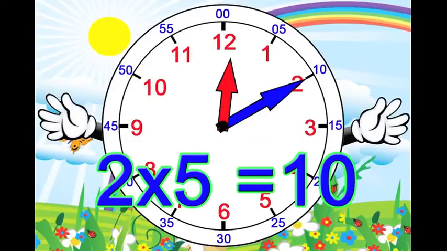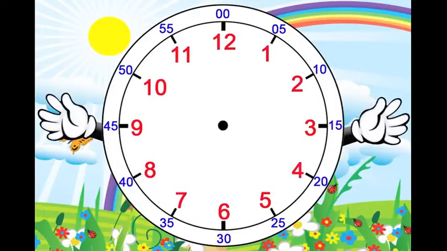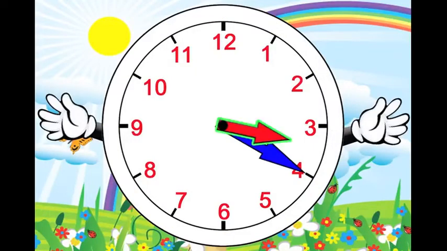This clock says 12:10. Let's look at another one. First, look at the hour hand. We're still talking about the 3. Then look at the minute hand. 20 minutes have passed. Count by 5s. 5, 10, 15, 20. So it's 3:20.